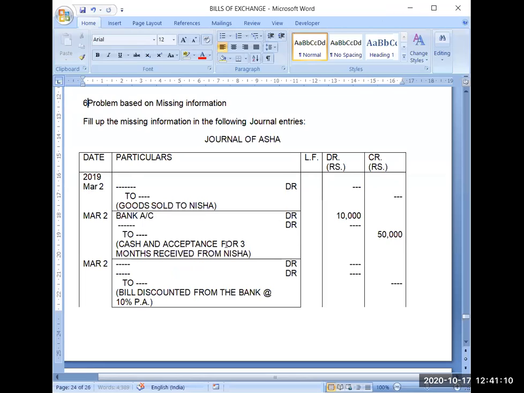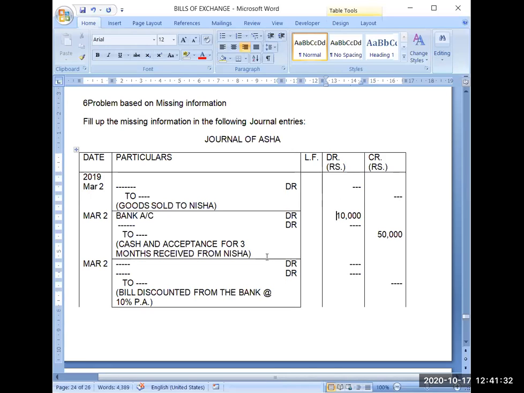Now how to solve these questions? See, this is a fill in the blanks question. Many fill in the blanks are given here. You have to fill them accordingly, either with the help of the narration or sometimes with the help of these amounts. So you have to take help of these only. No separate question is available for your reference. It is the question itself.